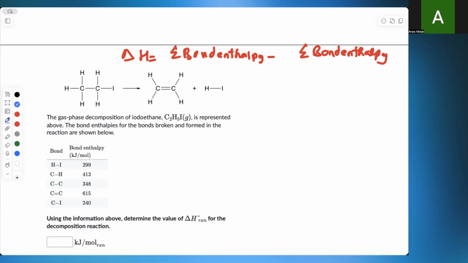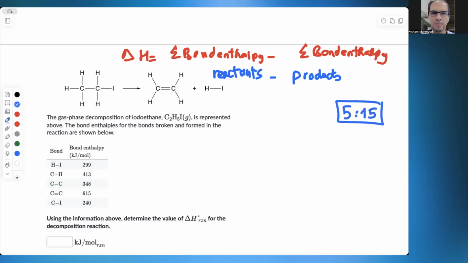Reactant minus product. Excellent. It is the reactants minus products this time. So to find the delta H, just add all the bond enthalpies of the reactants and subtract the products. And I'll give you 3 more minutes to find this. If you want me to check your working also, please let me know on WhatsApp.